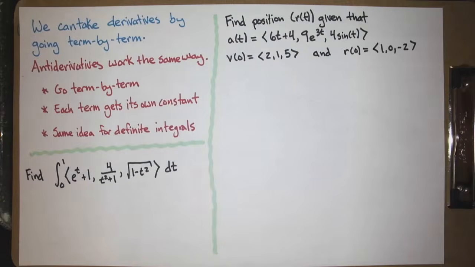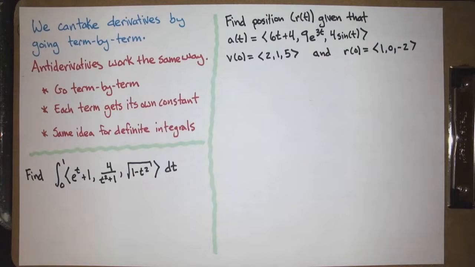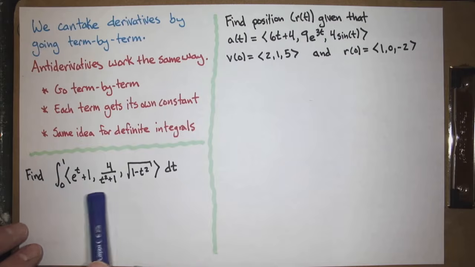Now, we're going to do a couple of things, but really quick to finish up. We'll save this for next time. We can take derivatives by going term by term. So we're going to do antiderivatives the same way. Go term by term. Each term gets its own constant. There's the same idea for definite integrals. So, suppose you're asked this question. Find the definite integral from 0 to 1 of this vector valued function. Vector valued because it's integral of a vector. What do?